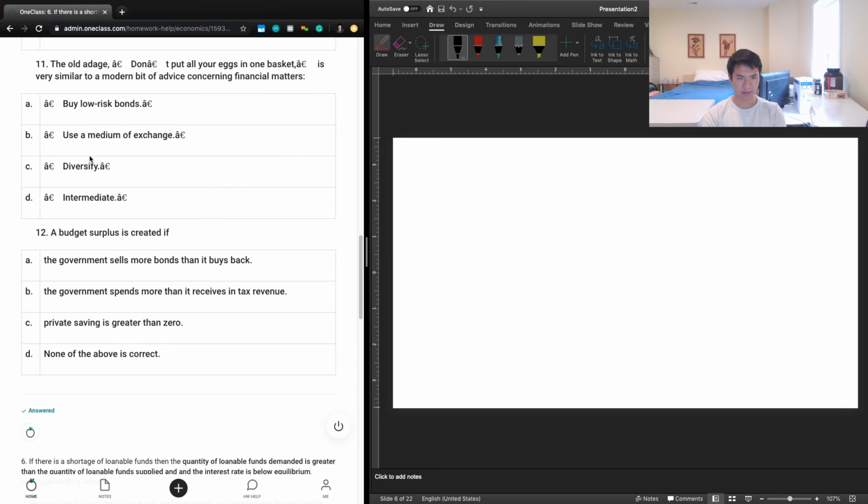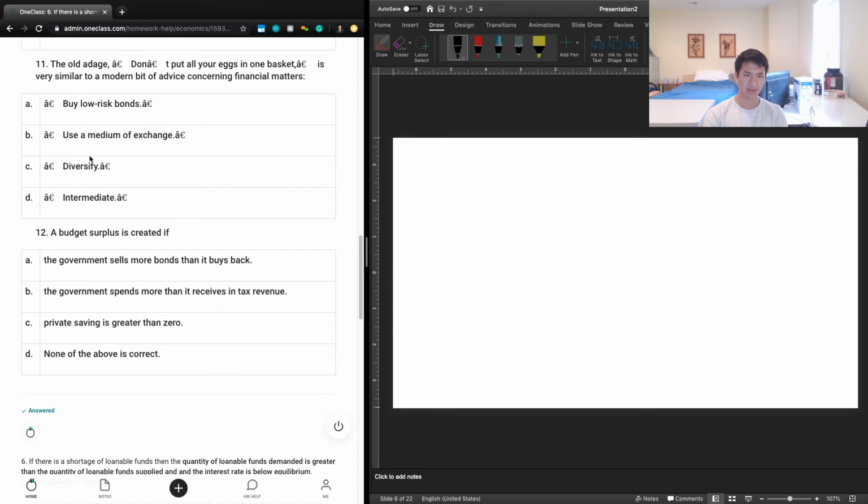So A says buy low-risk bonds. This is more something that would be closer to risk aversion, which is saying don't buy stocks, buy low-risk bonds. Make sure you can earn a minimum amount of return that is not that risky, and you'll get your money back. And so that's more risk aversion. That's not really talking about this idea of not putting all of your investments into the same thing. B says use a medium of exchange. That's more of a function of currency than anything else, so it's not going to be that.